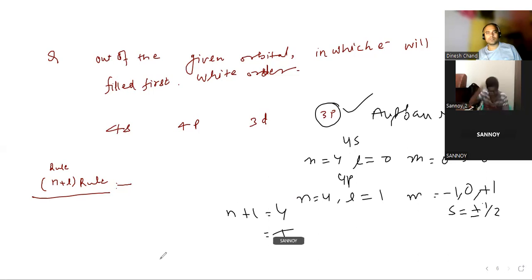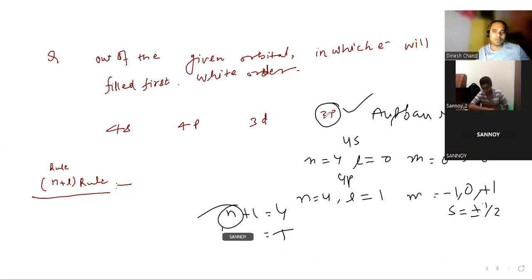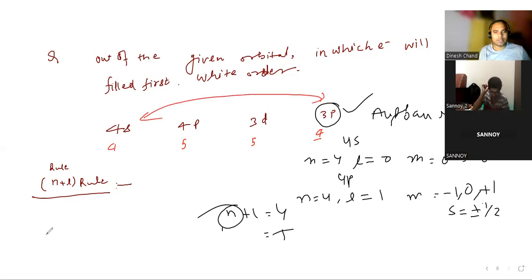Sir, like this, and then we have to see which has the lowest n plus L value. And if two have equal n plus L value, then we have to see which has the lesser n value. That will be filled first. So its value is coming 4 and its value is coming 5. Again it is coming 5 and it is coming 4. So these two are the same, right? The order, you are saying, is 3p, then 4s. Then these two are also 5, so it will come 3d and then 4p. Is it correct? Yes, sir.